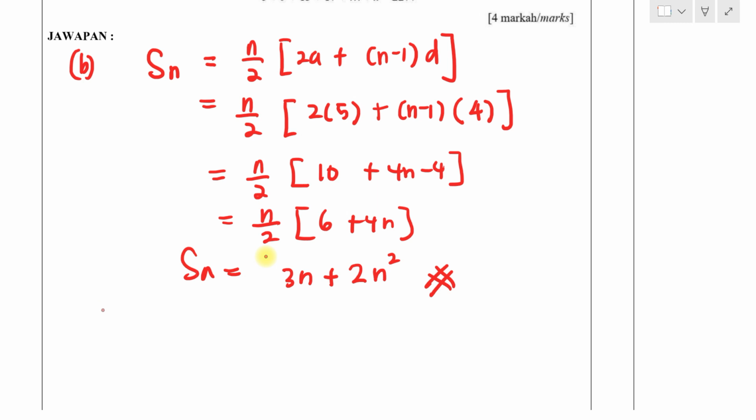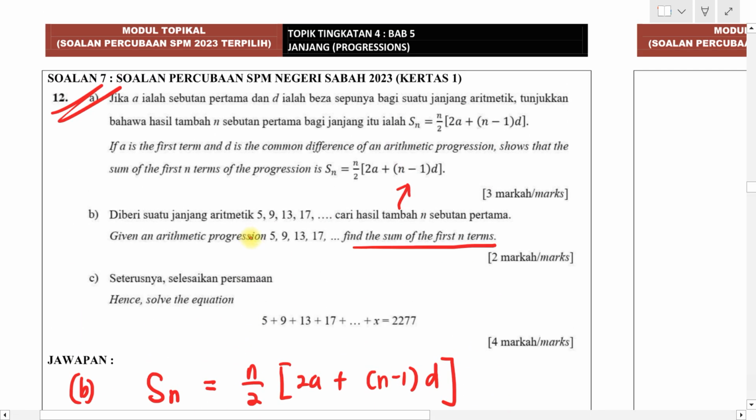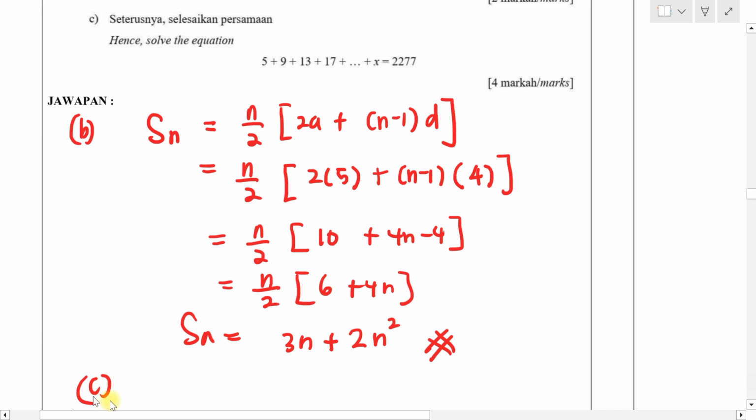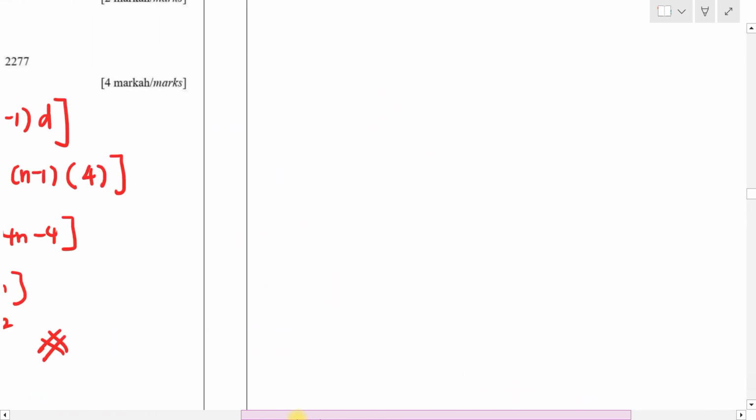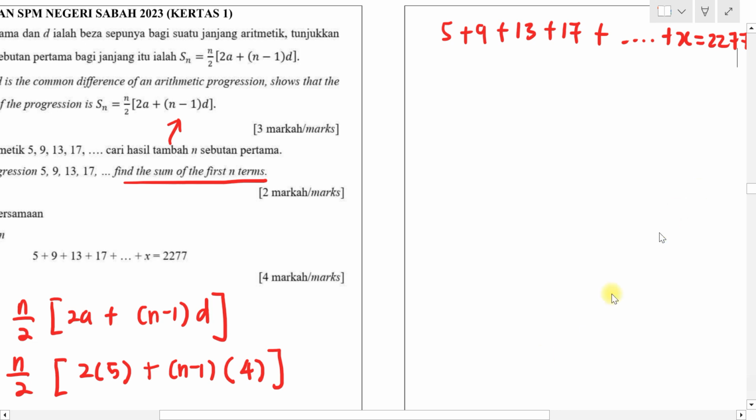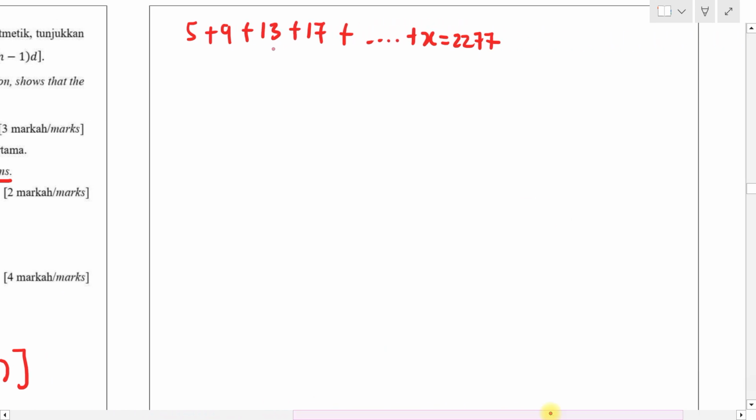Okay. And then for part C, solve this equation. 5 plus 9 plus 13 plus 17 until x, we don't know, is 2277. Okay, this is interesting. Let me copy down the question first. 5 plus 9 plus 13 plus 17 plus dot dot dot plus x equals to 2277. Okay. That means what they are telling you is sum of first n terms. Right? Sum of first n terms. The n we don't know. X is the last term, we don't know.